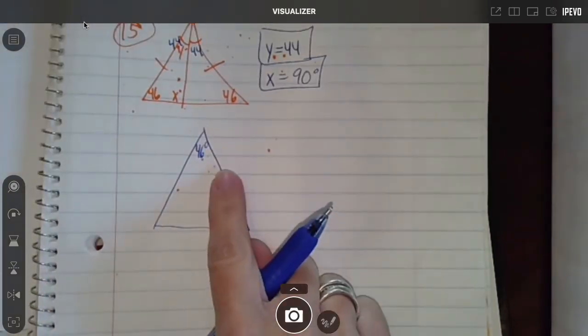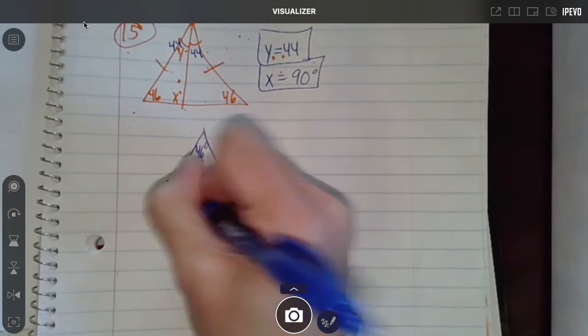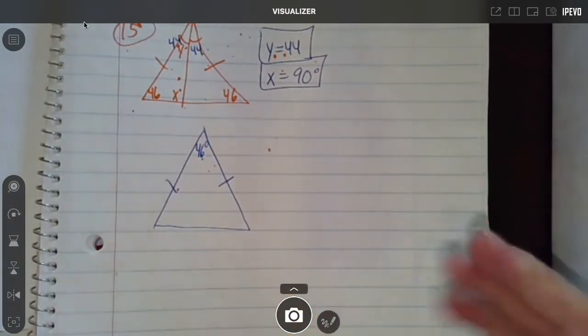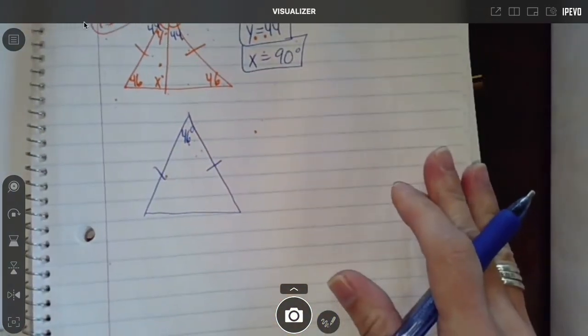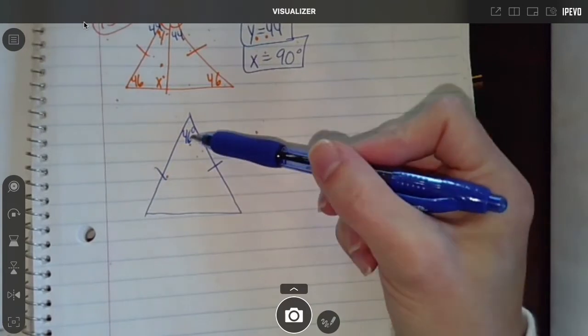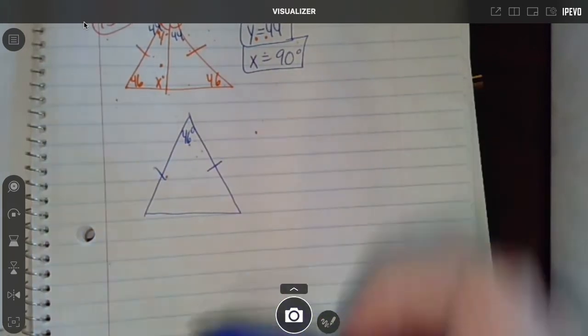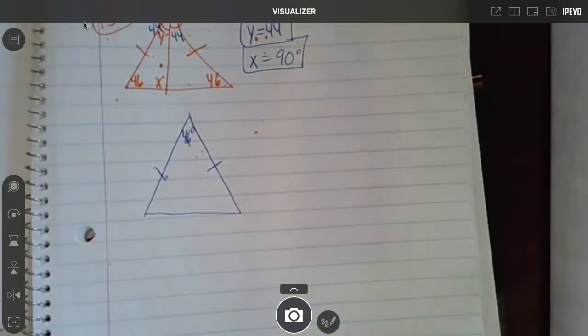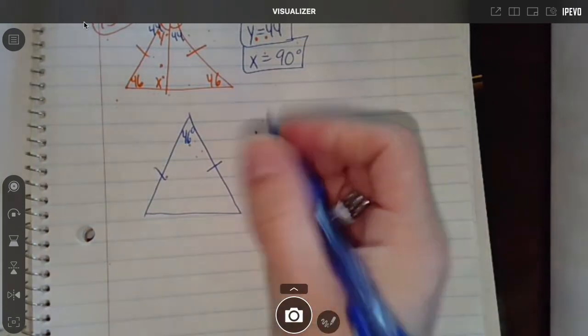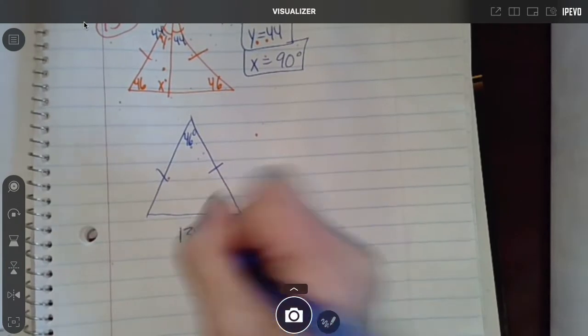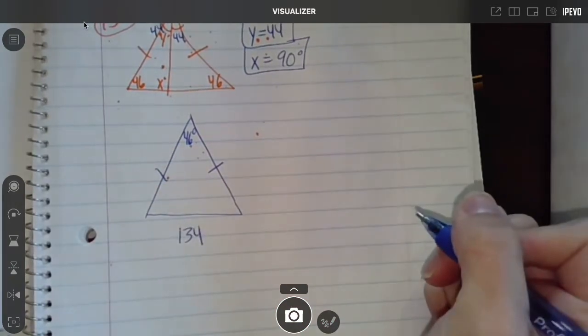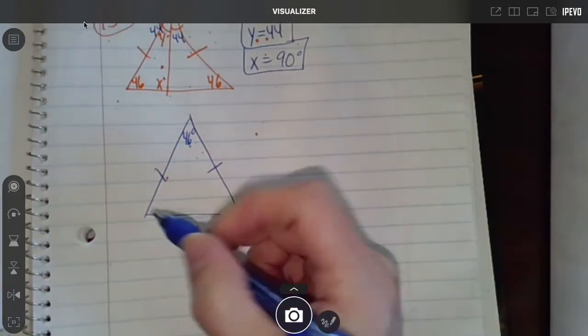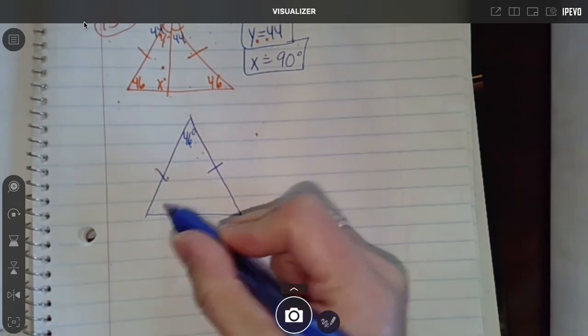Well, yeah, they're going to have to be congruent. All right, we do know that. Otherwise, your house is going to be lopsided, and that's going to be awful. Okay, so what is 180 minus 46? Anybody? 180 minus 46. 134. Now let's divide that by 2, because I have two angles that have to add up to 134, and they're equal.